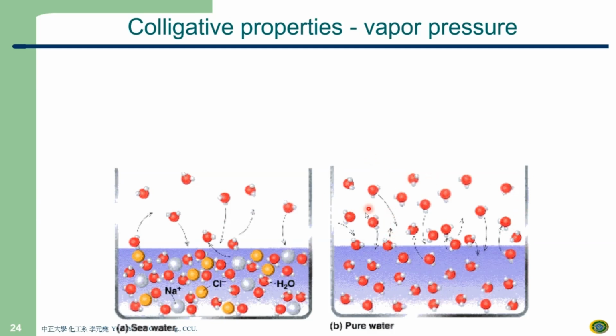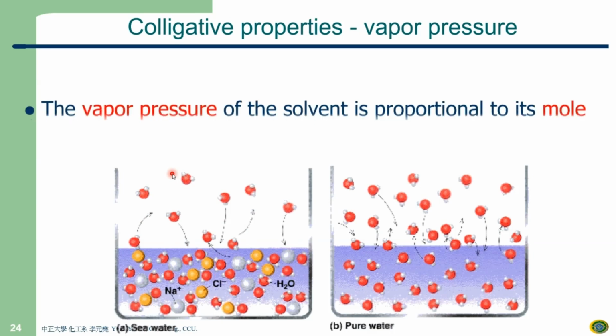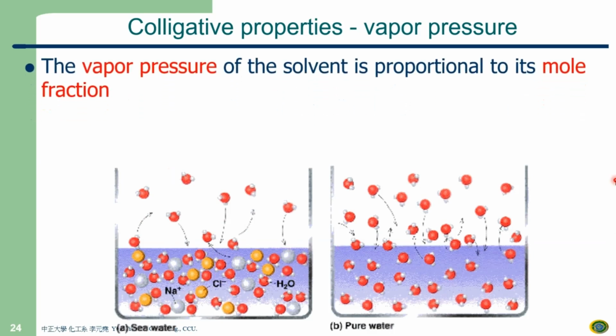There are more molecules in the gas phase. That's why the vapor pressure is high. And this one grabs the sodium and chlorine, grabs the water molecules, so they don't come out. So the vapor pressure will be low, right? Low. So the vapor pressure of the solvent is proportional to its molar fraction.